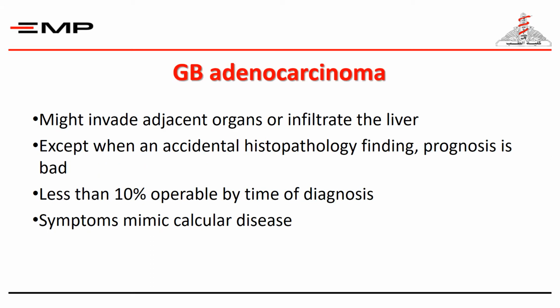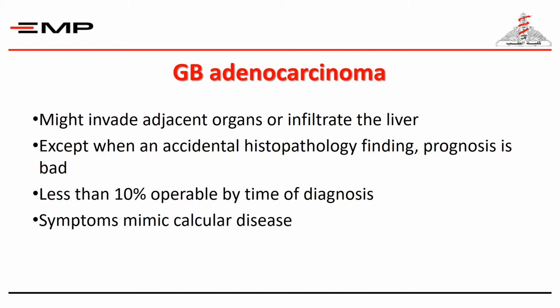Gallbladder adenocarcinoma is rare but bears poor prognosis. The etiology is not clear, but may be related to long-standing calcular gallbladder disease and so occurs more in the elderly. Sometimes there are no associated stones. Most of the tumors are inoperable by time of diagnosis.